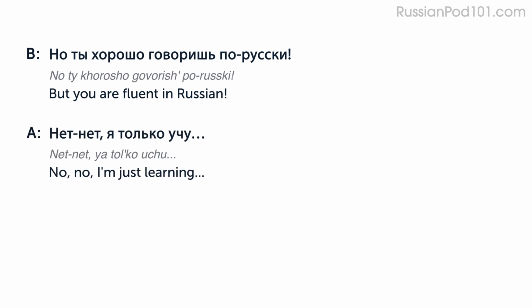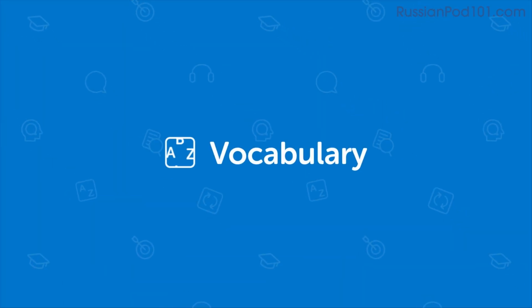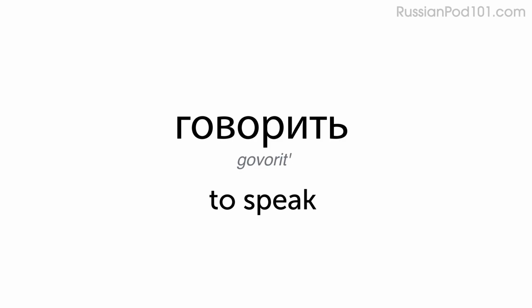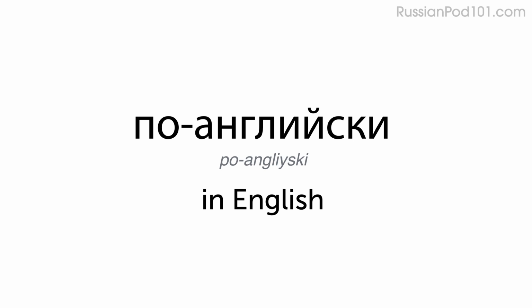Нет, я только учу. Now you'll hear the key vocabulary, followed by the English translation. Говорить. To speak. Говорить. And the next word is По-английски. in English.